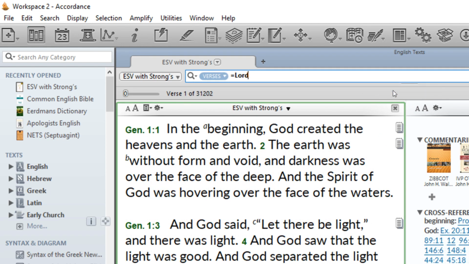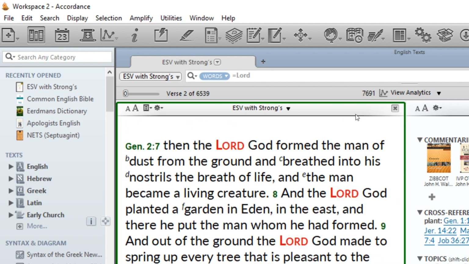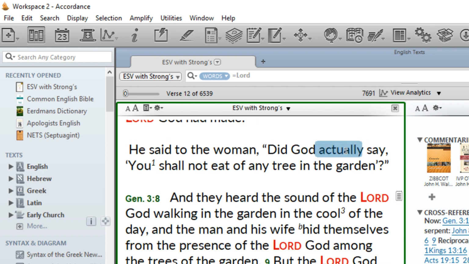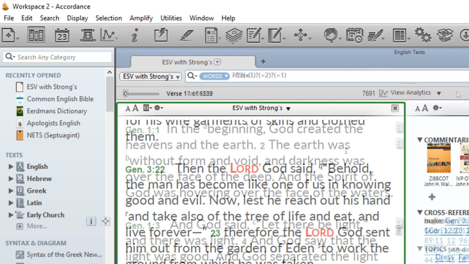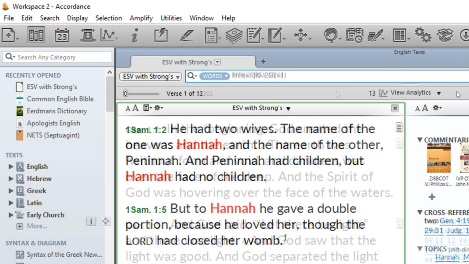The exact form symbol, represented by an equal sign, is used before a word to find its exact form, considering case, apostrophes, accents, breathing marks, and vowel points. The exact form with capital L, ORD, will find all forms of Lord with the first letter capitalized, but no forms of the word with the first letter not capitalized. Use the exact form within parentheses after a character wildcard to find duplicate characters. In the example that you see here, we can find all six-letter palindromes, such as Hannah.